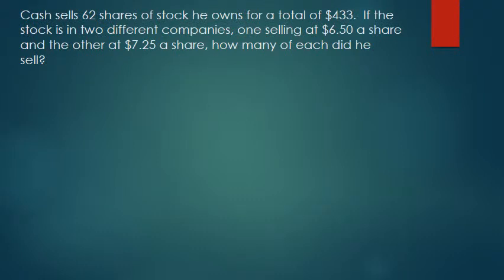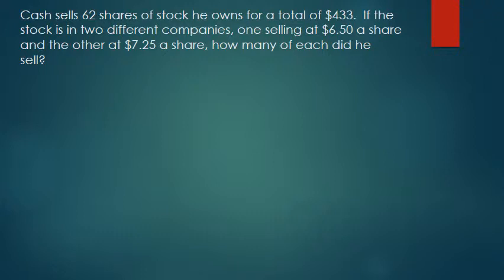Cash sells 62 shares of stock he owns for a total of $433. If the stock is in two different companies, one selling at $6.50 a share and the other at $7.25 a share, how many of each did he sell?